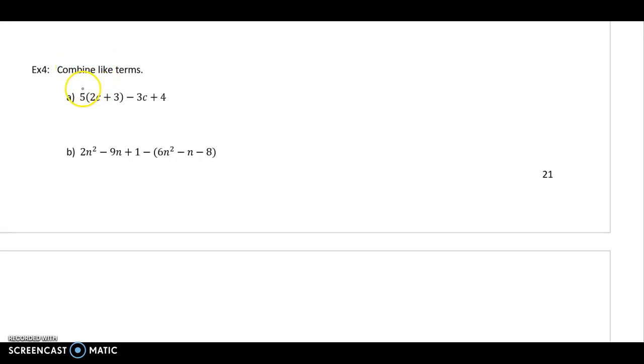On part A, we have the distributive property here, so we're going to go ahead and distribute first. It's going to be 10c plus 15 minus 3c plus 4. And then we can put the 10c with the minus 3c and the 15 with the 4. And that's going to be 7c plus 19.